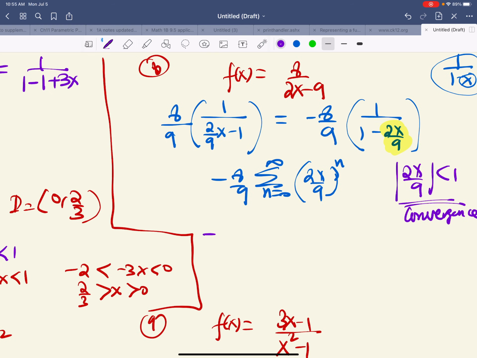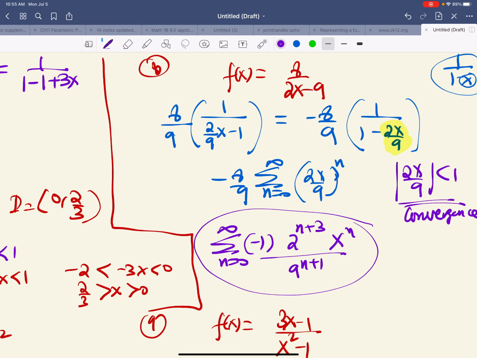Okay, so -8 over 9, actually, let's see, 8 can be written as 2 to the 3rd power. So I have -1. I'm going to take everything in the summation just because I'm going to try to do it in one step. -1 times 2 raised to the n plus 3, because 8 is 2 to the 3rd power, and I already have 2 to the power n inside. And then I have x to the power n over 9 to the power n plus 1. And that's the power series in this case.